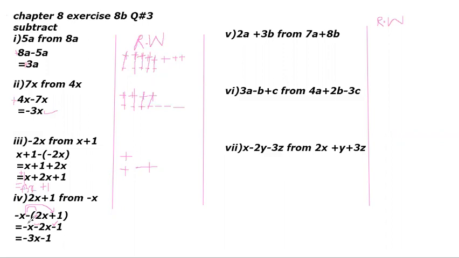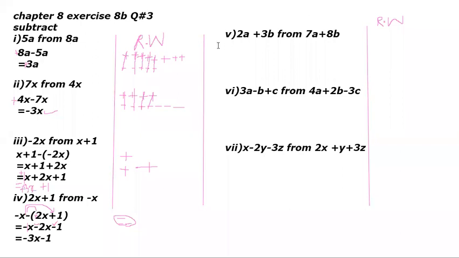Okay, now negative x means negative 1x, negative sign 1 time. Negative 2x means negative sign 2 times. Now in total there are 3 signs, 3 negative signs. And negative 1 we will write as it is. It's not a like term. Negative 3x and negative 1 are unlike terms. So it's our answer.